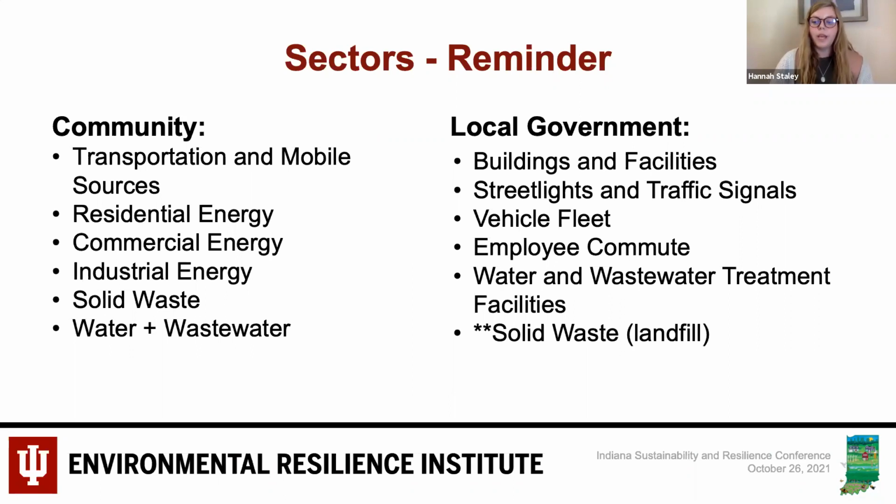So that's going to include any government vehicle, fire trucks, as well as the police vehicle fleet, and then employee commute data, which I completed through a survey that I distributed over the summer. And then the water and wastewater treatment facilities that are within Huntington and also owned by the local government.